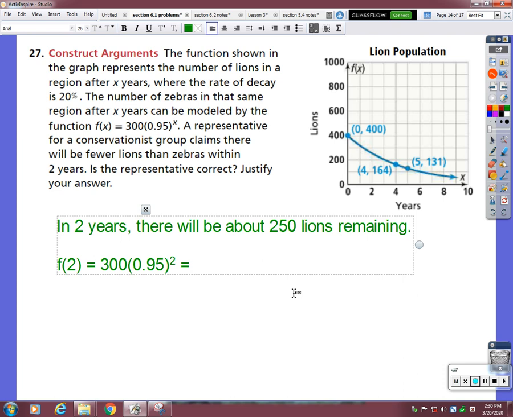Let's go to Desmos. 300 times 0.95 to the second power means that there are 271-ish zebras. So what was the conservationist group's claim? There'll be fewer lions than zebras within 2 years. Yep.